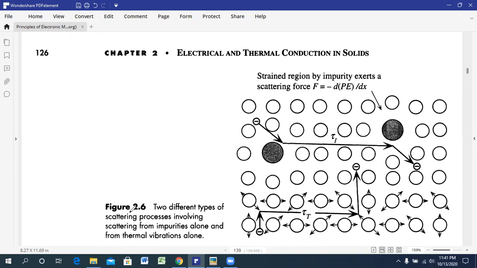So if you look at figure 2.6, you see that there are different types of scattering processes. One electron is moving in one direction, another electron is moving in another direction, and so on. So they are trying to find out the scattering force. This scattering force can be found using the derivative of potential energy.